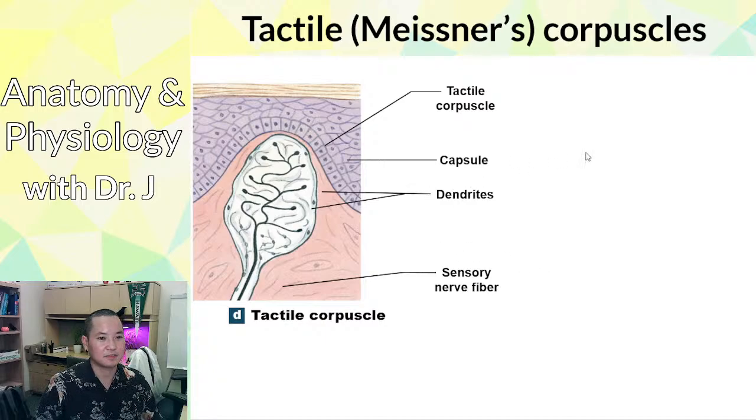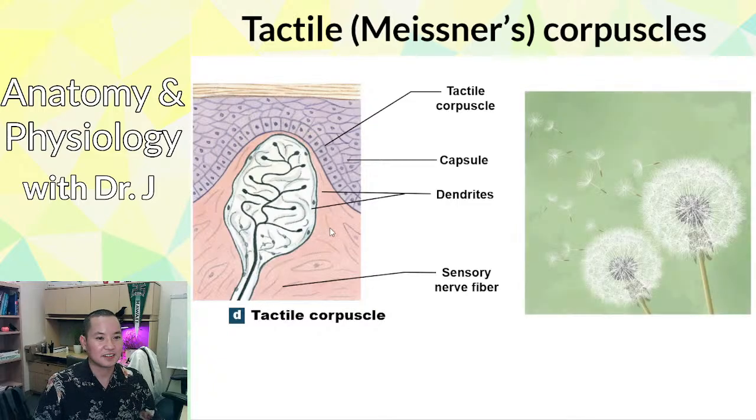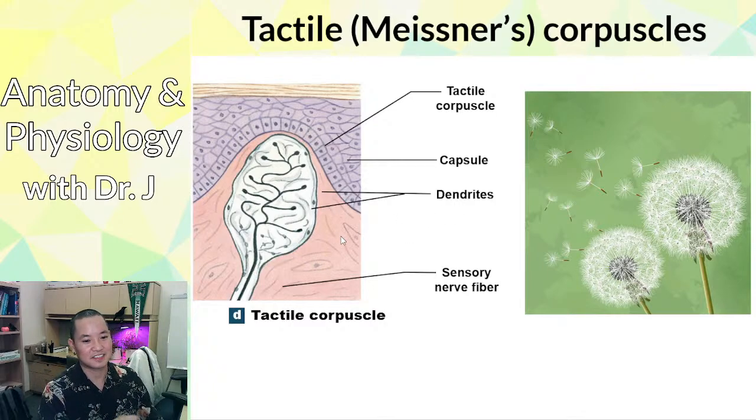Now tactile, or Meissner's, corpuscles are actually kind of surrounded by this very cottony, jelly-like, loose connective tissue over here. When I look at this picture, I think of those dandelions. You only need a slight touch, a slight breeze to set them off and have them scatter all these seeds.